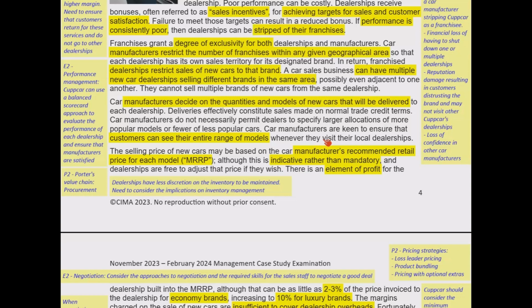I'm also thinking that inventory management is going to be critical. We need to consider how that happens, whether Cuppcar has really good sound inventory management systems, whether there might be a proposal in the exam to invest in some new inventory management systems.